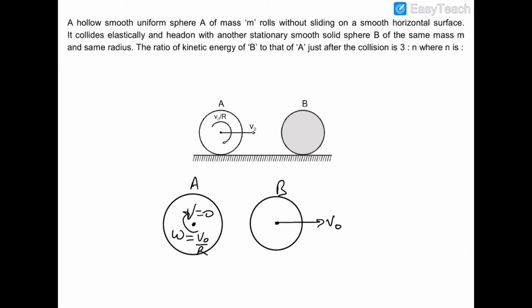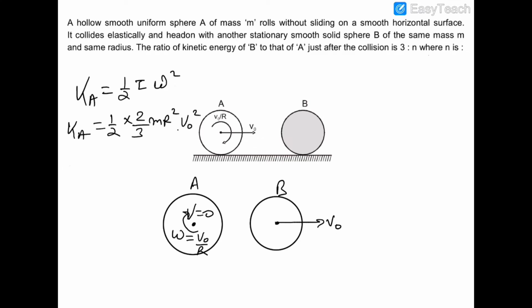So the kinetic energy of A just after the collision would be half I omega square, where I is the moment of inertia of this sphere about the center. So it is half into 2 by 3 m r square, and omega square is v naught square by r square. Cancelling this r square, and this 2 with 2, the kinetic energy of A is m v naught square by 3.